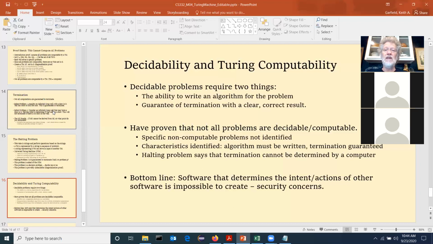Now, you can in restricted cases. We're talking about the general case, the generic case. In restricted cases, yes, you can. You make sure all the loops have constants in them or something trivial like that. But in the general case, you cannot. And this is a big deal. Why is it a big deal?